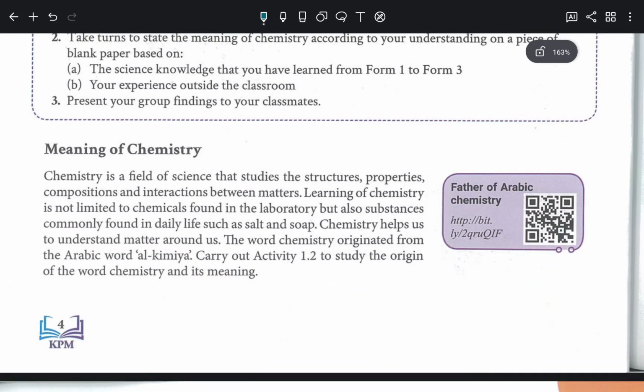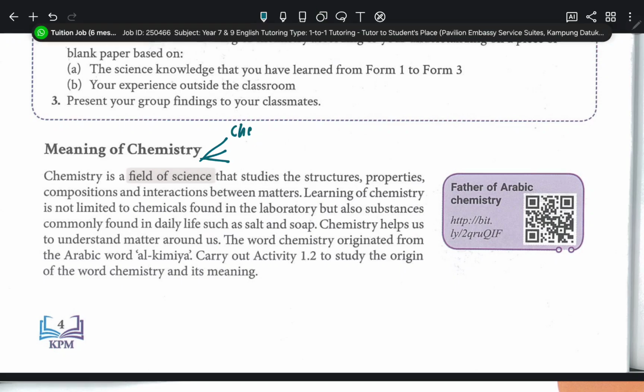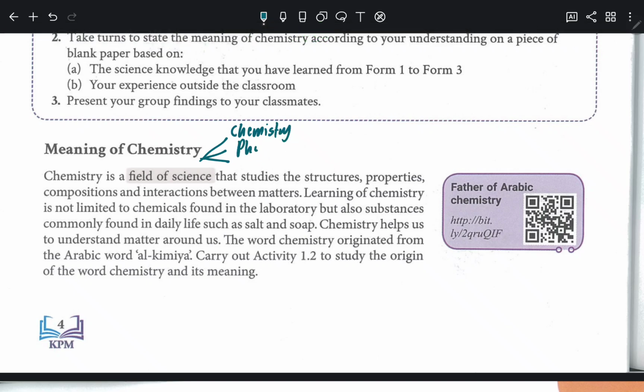Okay, meaning of chemistry. Chemistry is a field of science. Your science is divided into three main things. As for now, you will be learning chemistry, physics, and biology. So all these subjects are fields of science. Actually there are a lot, but these are the three that you are learning now.